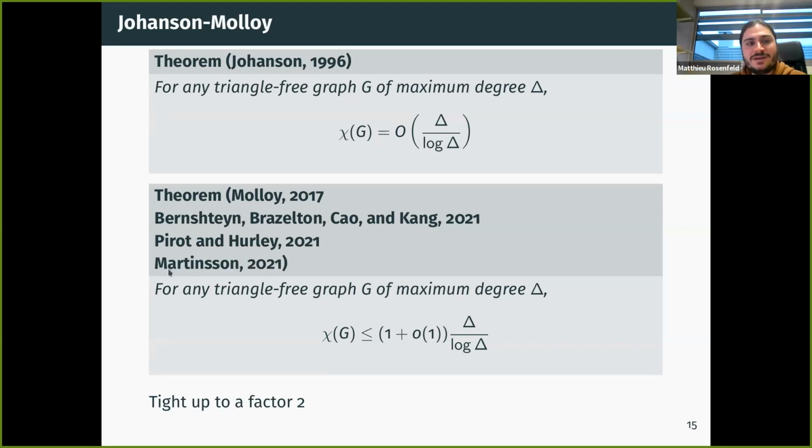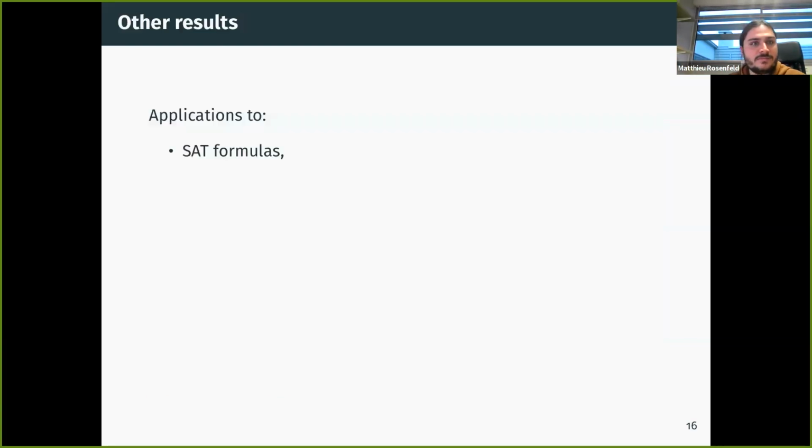There is one more result by Martinsson, which I think appeared a week later on the arXiv. It's not really a new result. Mostly what he did is he looked at the proof of Pirot and Hurley, and he really extracted the results specifically for triangle-free graphs. So he gives a 1.5-page proof of this result for triangle-free graphs, and that's it. So it's just a short note that somehow gives an explanation of the proof of Pirot and Hurley. Yeah, so I think that's a really nice result. I'm not going to give any details about this, but this is a nice achievement by these people.